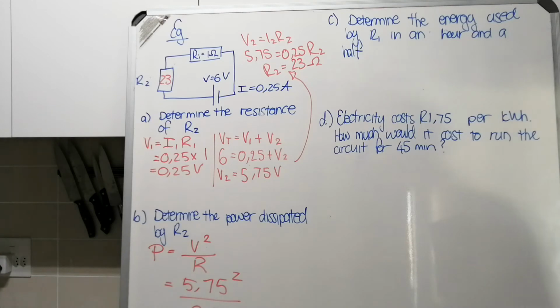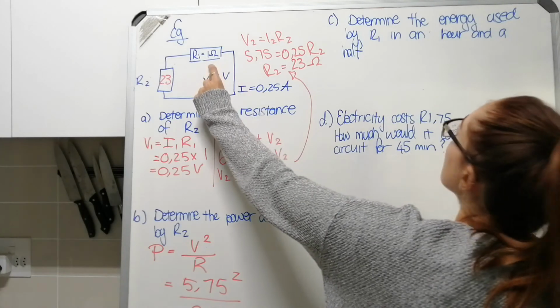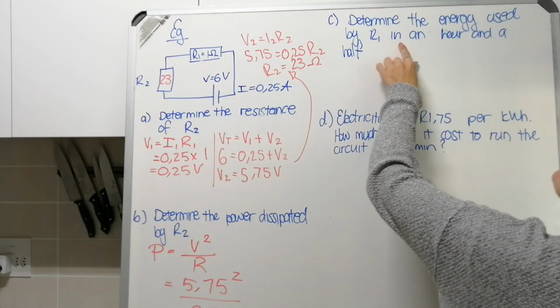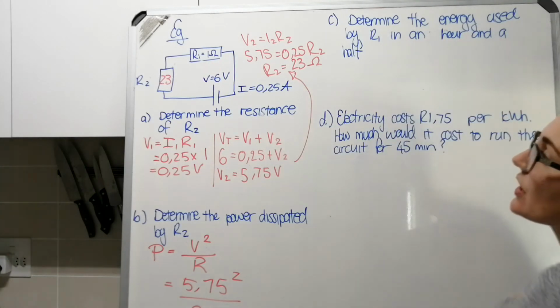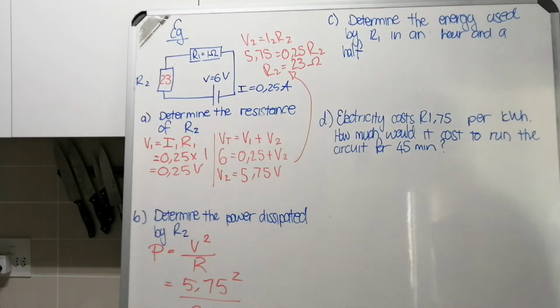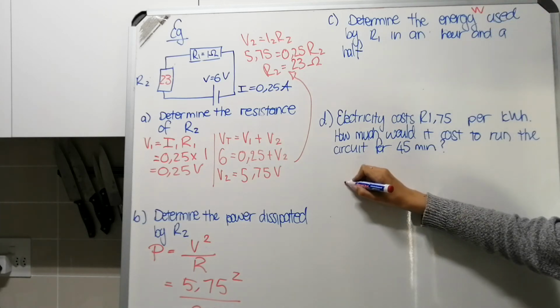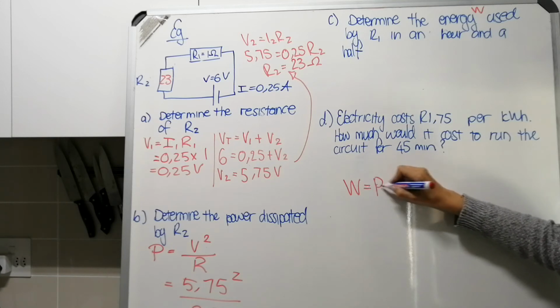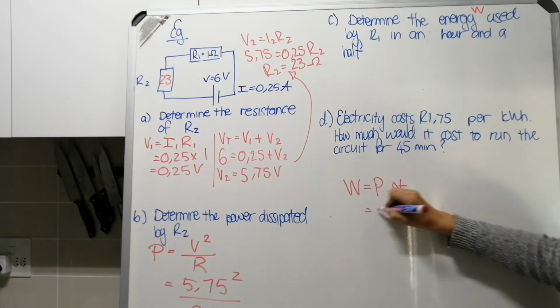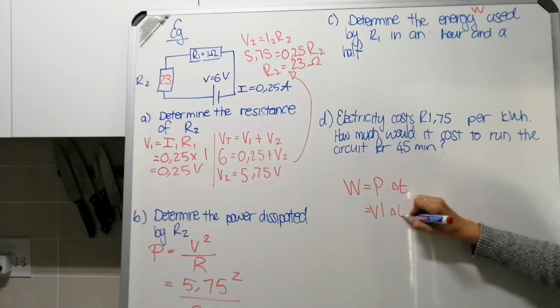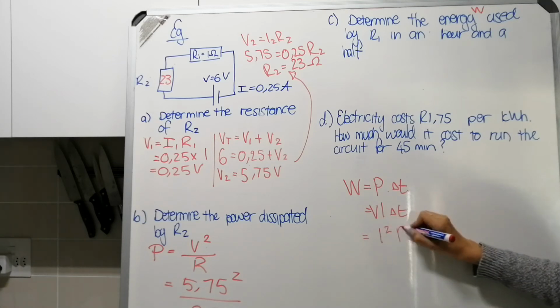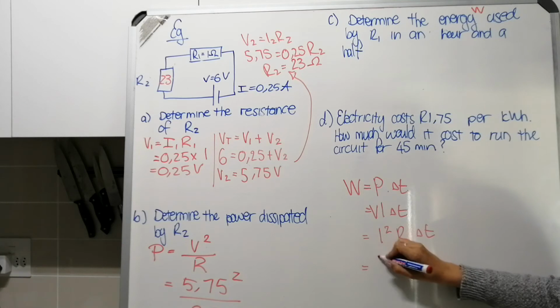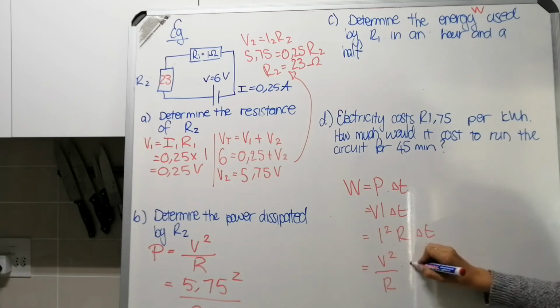Question C. Determine the energy used by R1, that's this guy, in an hour and a half. Sorry, that's what that says. So energy, this is the W there. We've got a pick of our energy formulae. I'm just going to write them here because there's more space. We can either use P times delta T, or VI times delta T, or I squared R times delta T, or V squared over R times delta T.